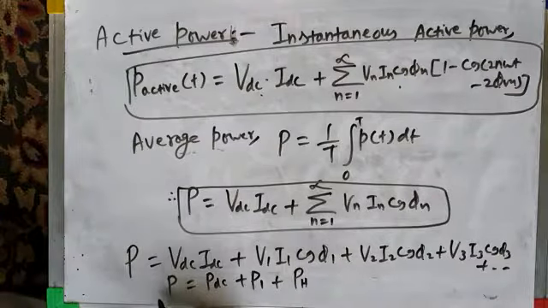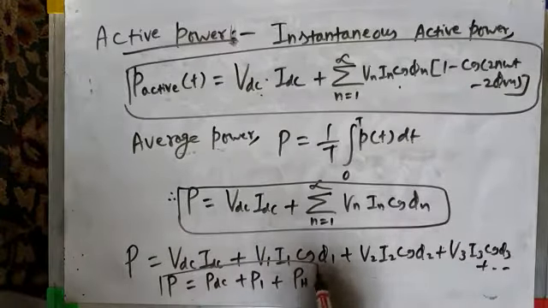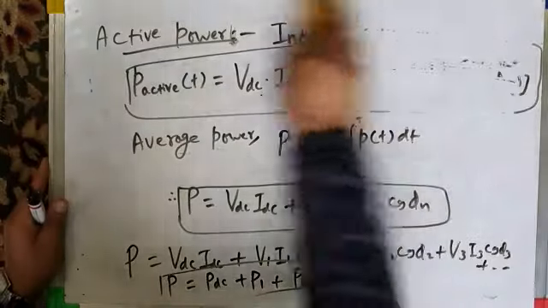So therefore the total active power in the circuit is P is equal to the DC component of power, which is because of DC offset, plus the fundamental component of power plus the harmonic components of power, PH. Which is a very important equation. Must remember it at the tip of your tongue.